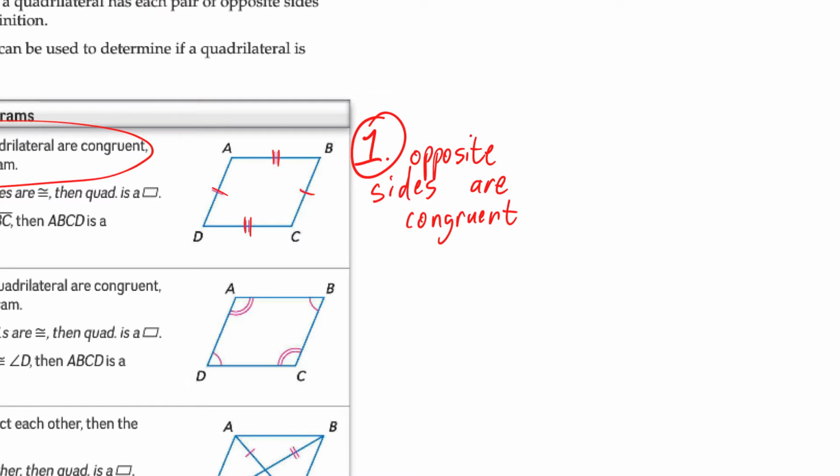Okay? So if you look at some quadrilateral, it's got 4 sides, and both pairs of opposite sides are congruent, you know it's a parallelogram. These are ways for us to test to see if it is a parallelogram.